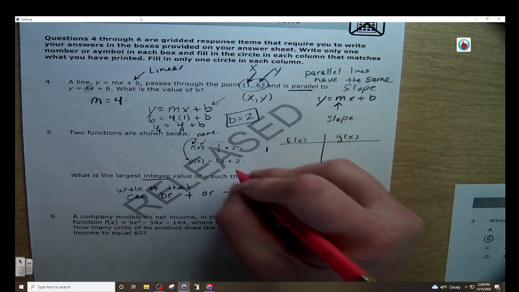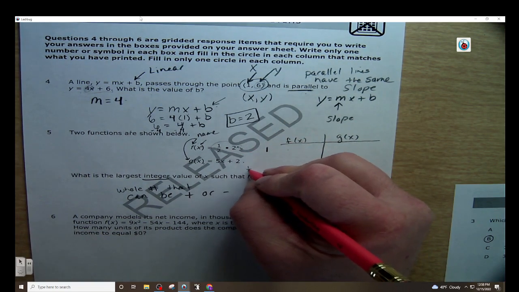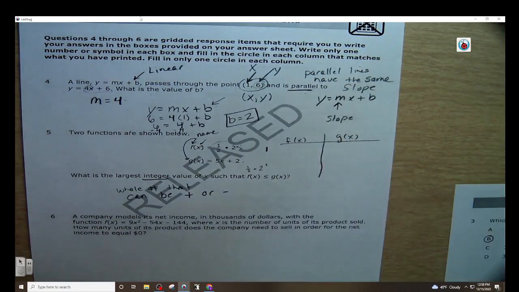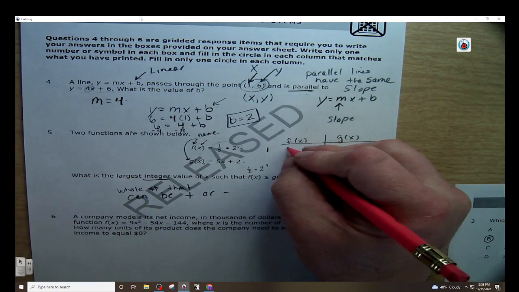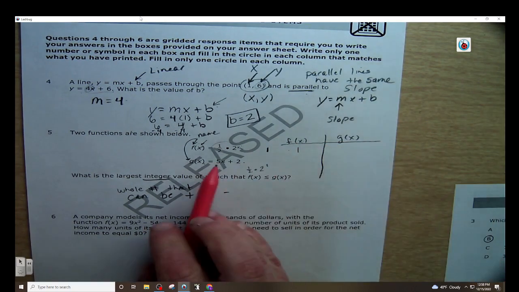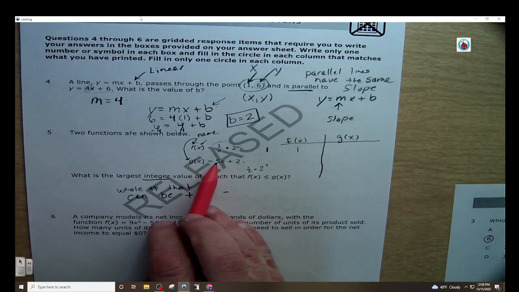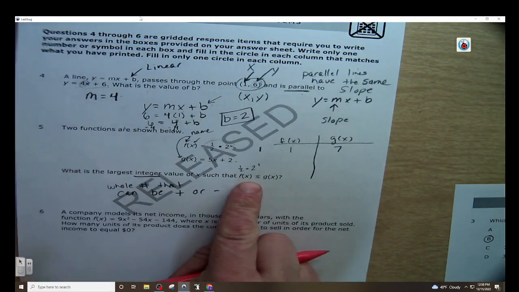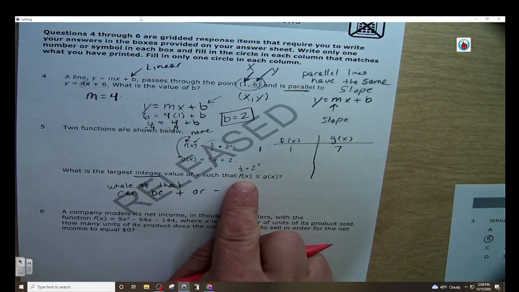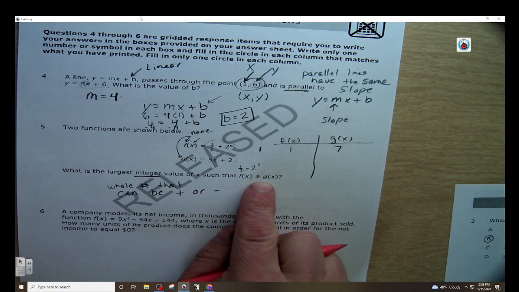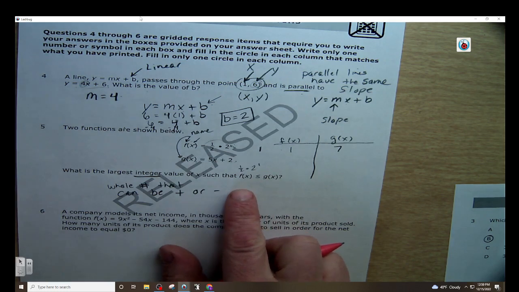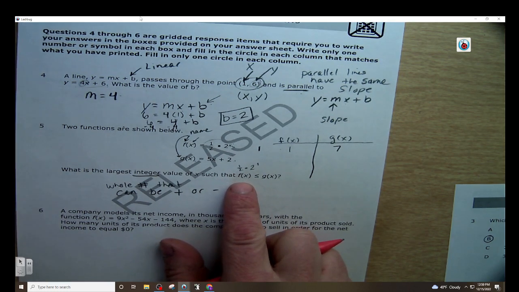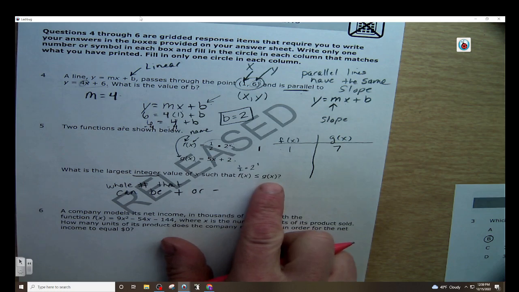here, that is 1/2 times 2 to the first power. Well, 2 to the first power is 2. Well, 2 times 1/2 is 1. If I plug in 1 here, that's 5 times 1 is 5, plus 2 is 7. Well, now, look at this. Let's see. What is the largest integer value such that f of x is less than g of x?